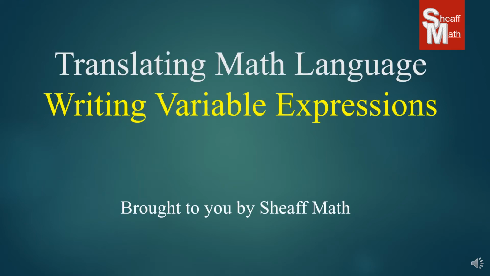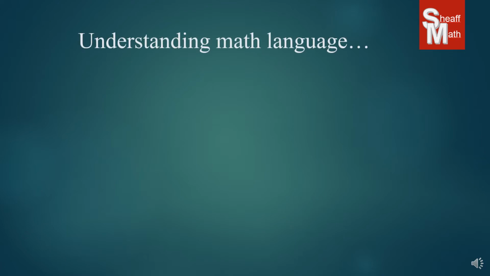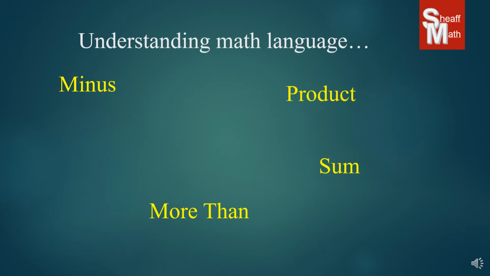In today's lesson, we're going to be translating math language, and we're going to be writing variable expressions. So, the first thing to translating math is to understand what math words mean, math language. And so there's all sorts of words that we have in math that have different meanings. Minus, equal to, product, sum, and it's up to you to know what those words mean. But sometimes we actually have to take those words and interpret them or translate them to numbers or signs or operations.